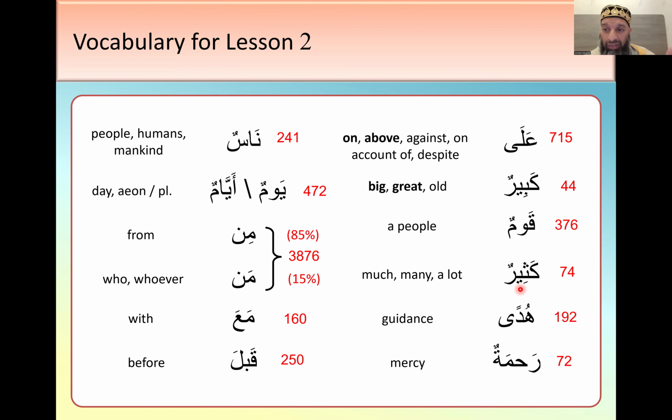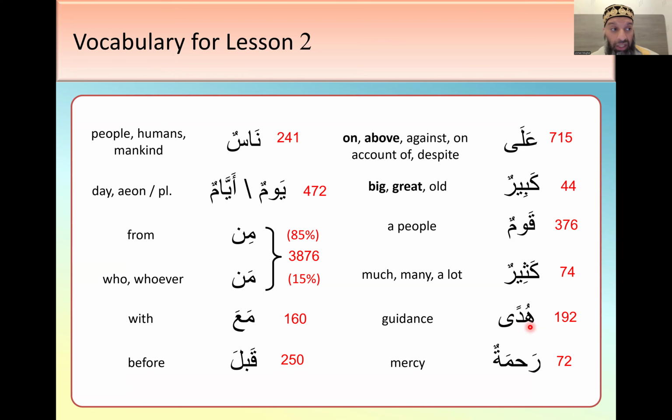Easy way to remember, you might have heard the scholar Ibn Kathir. Ibn Kathir, the one who did the tafsir of the Quran. He had a lot of knowledge. So Kathir, a lot. Okay? Hudan is guidance. Huda, Hudan, Ihdina. Hudan is guidance. Al-Huda, right?